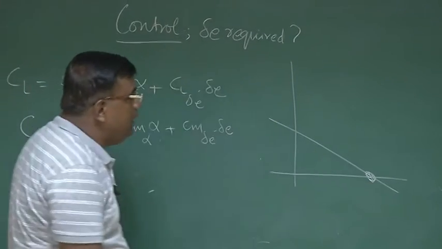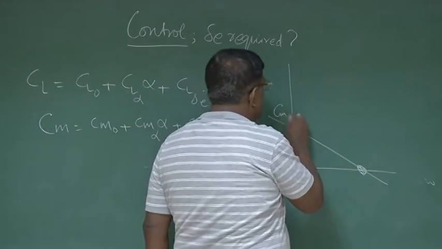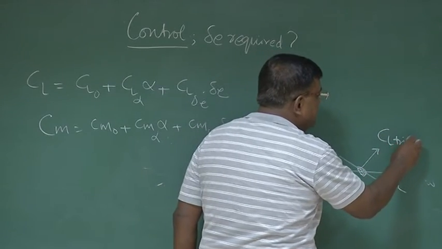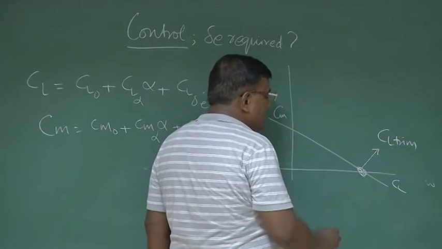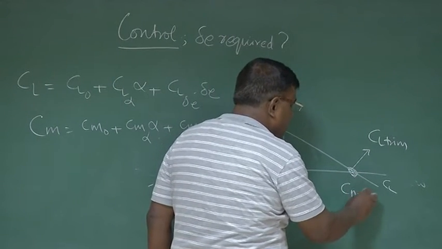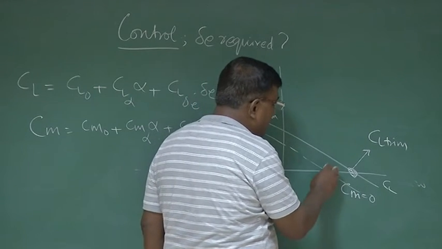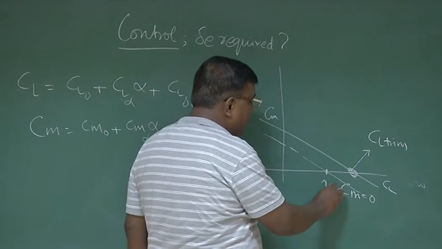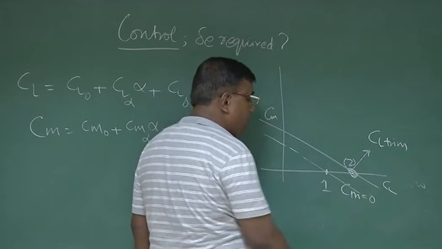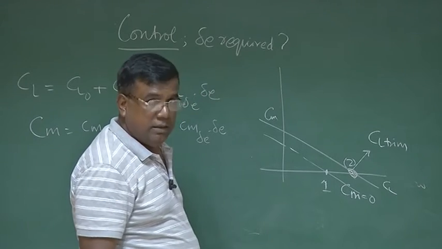What is the condition here? Condition is this point corresponds to CL trim, correct? And also this point where Cm equal to 0. I am asking, suppose the airplane initially was flying here at this point. I am asking a question. I want to fly at point 2. How much elevator deflection will I give, and in which direction?